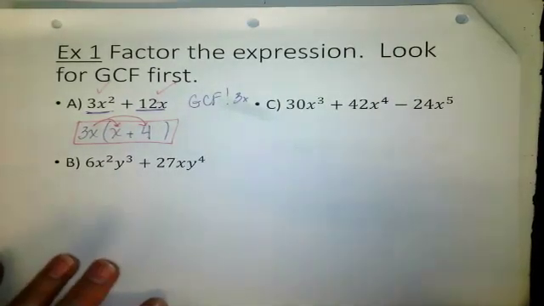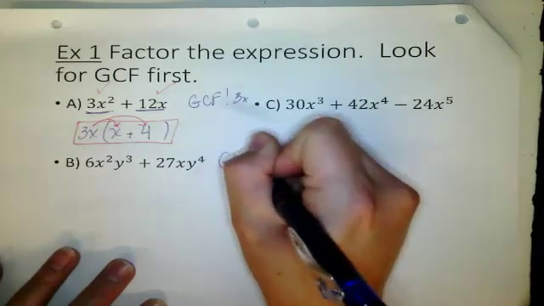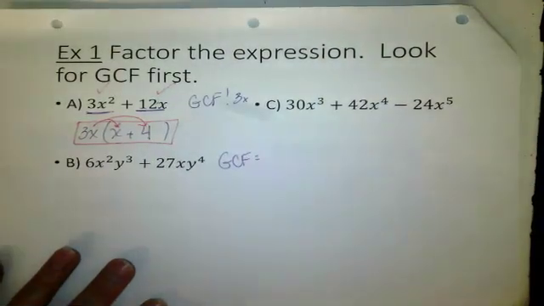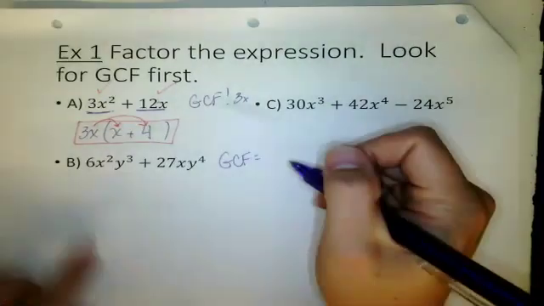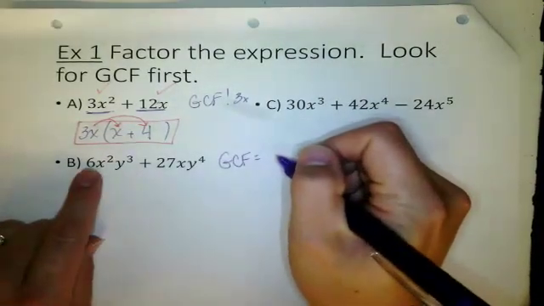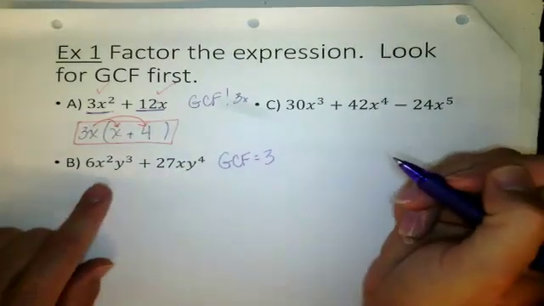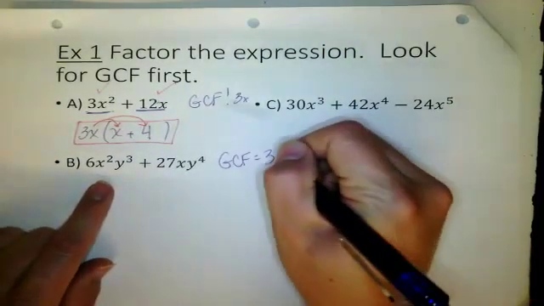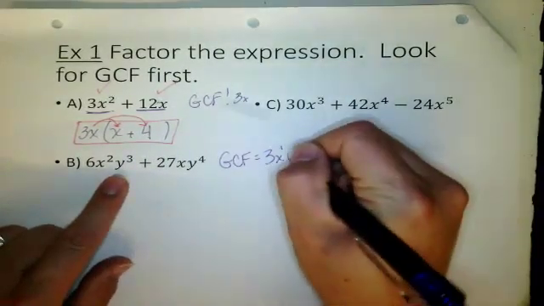All right, looking at letter B, 6x squared y cubed plus 27xy to the 4th. GCF, greatest common factor. What number do they have in common? 3. 2 times 3 is 6, 3 times 9 is 27. So they have a 3 in common. What about x's? Do they have x's in common? Yeah, just one. Just x to the 1st? And then y cubed. Very good.